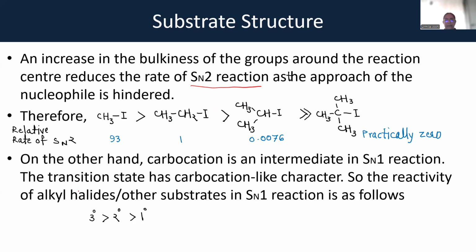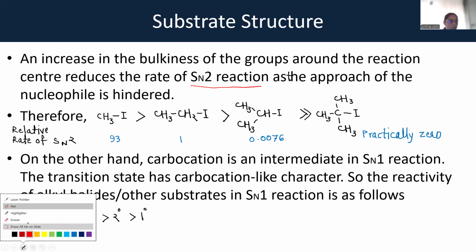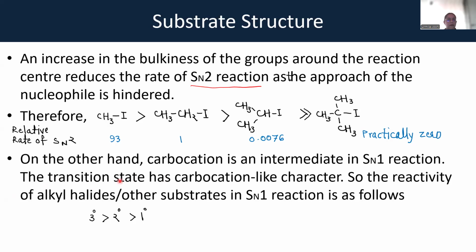On the other hand, carbocation is an intermediate in SN1 reaction. Now, the transition state has carbocation-like character. And so the reactivity of alkyl halides follows the order of stability of carbocation. That is, tertiary alkyl halides react fastest in SN1 reaction, followed by secondary, followed by primary.